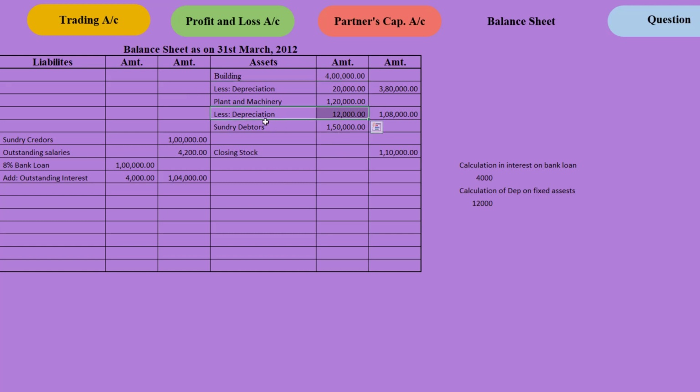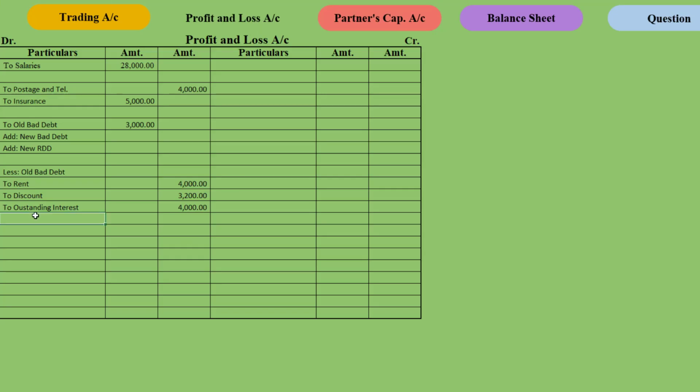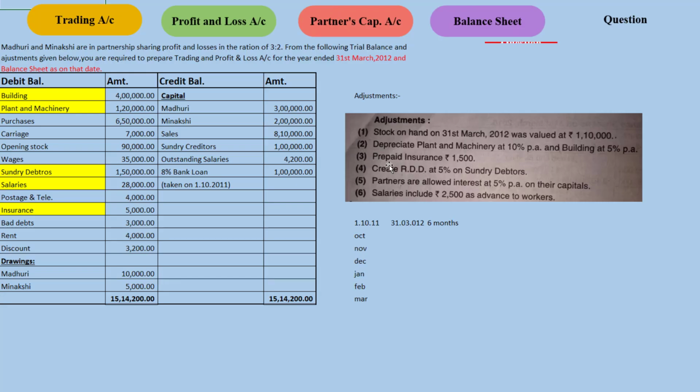Now second effect of this depreciation, both the depreciation on building as well as depreciation on plant and machinery, we need to give second effect. So go to the profit loss account because this is loss to the business. We'll be writing depreciation. First building amount is 20,000, and then plant and machinery 12,000, and the total of this is 32,000. Over.